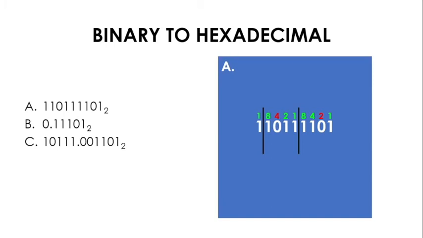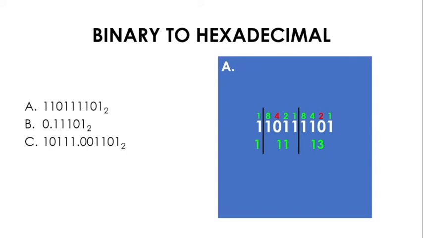So for the first given, we have binary 110111101. We will be grouping them into 4 bits for each group, starting from the rightmost side to the left. So for the first group, we have 1101. For the second group, we have 1011. And for the last group, we have 1. So we will be using 1248 from right to left. And the equivalent of the first group is 13, the second group is 11, and the last group is 1.